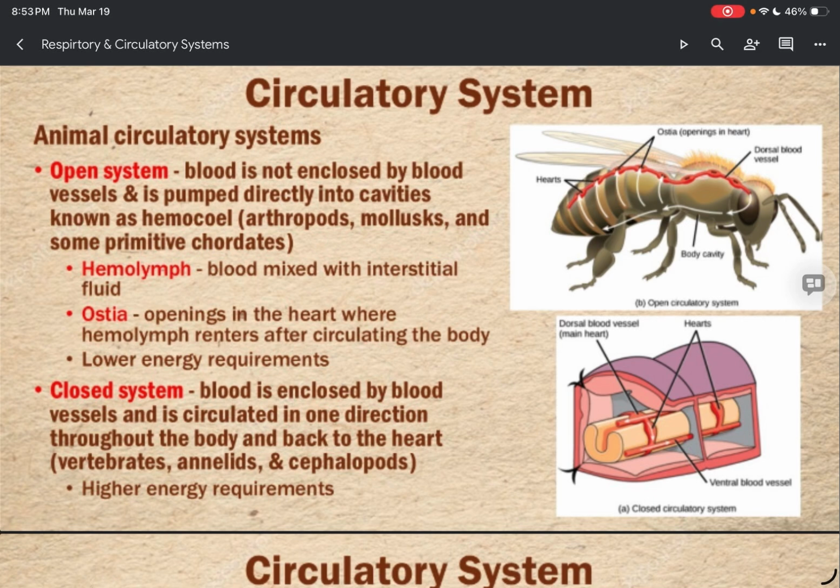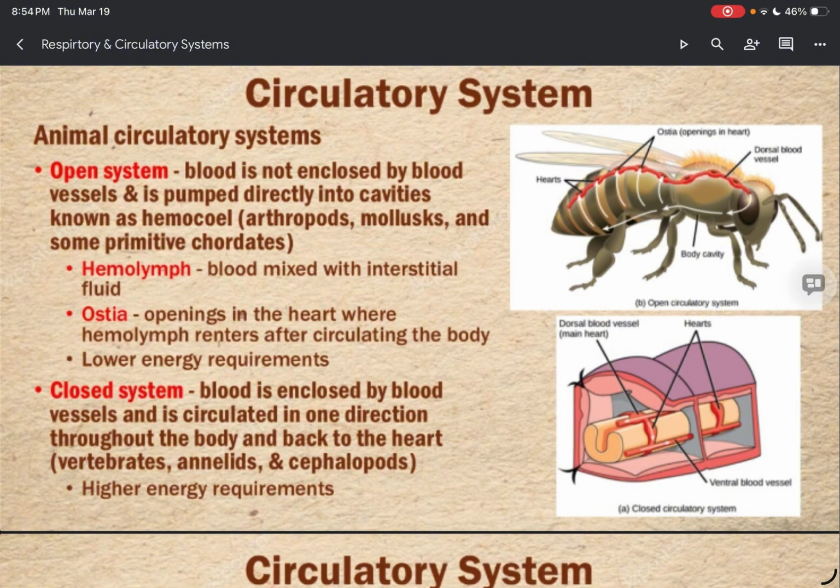Now, what types of circulatory systems can we have? We talked about respiratory systems, but what about circulatory systems? Well, you can have an open system, meaning blood is not enclosed by blood vessels. It's pumped directly into the cavities, and this is known as a hemocoel. We typically see these in arthropods, mollusks, or some other primitive chordates. The hemolymph is where blood is mixed with the interstitial fluids. Ostia are the openings in the heart where the hemolymph re-enters after circulating the body. And this lowers energy requirements because it's not as much energy.